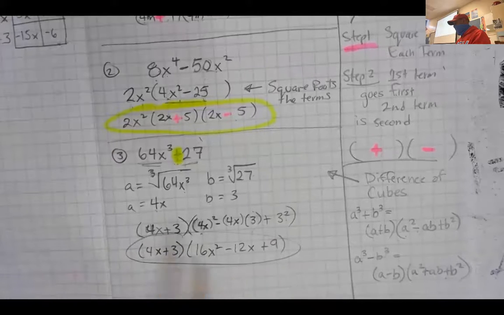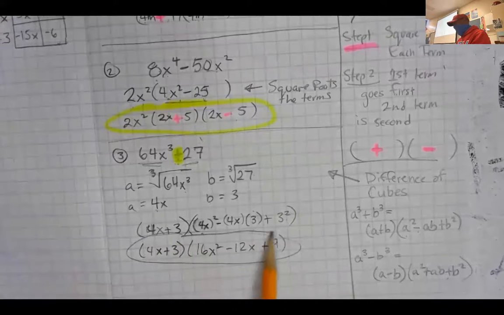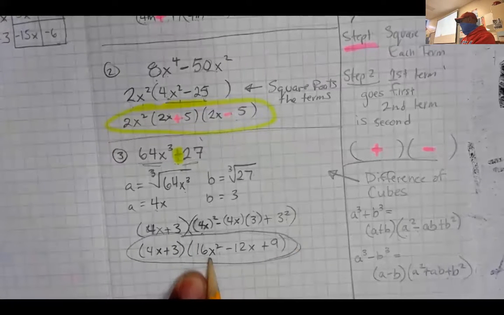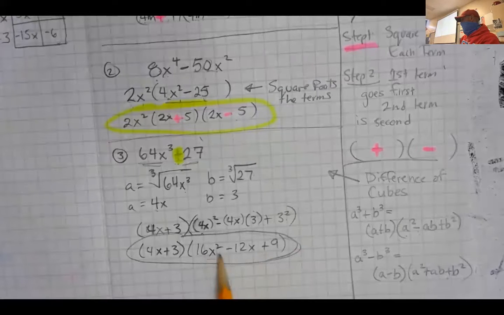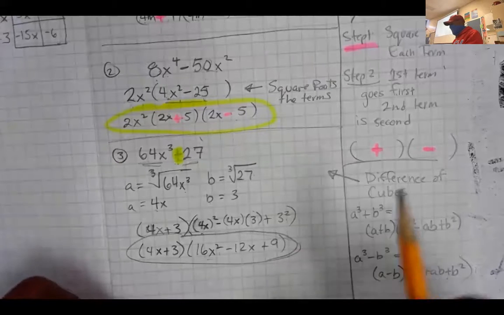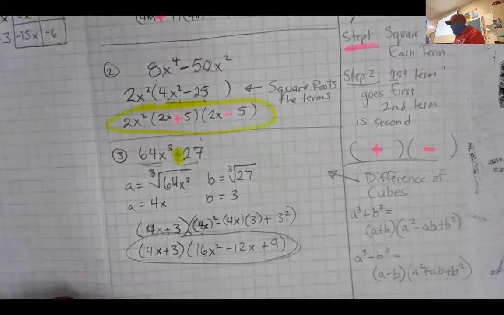Now, when you do these, this last part might look like you can factor it even further, but because of the way these problems are designed, you won't be able to factor that. So I can't set this up with the box and factor 16x squared minus 12x plus 9. That's pretty much it for those differences of cubes.